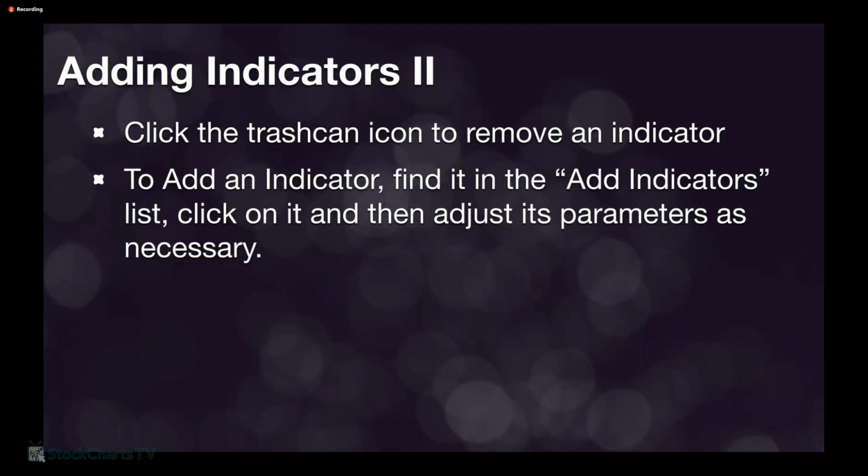Then below this whole area is the other area on the panel, which is the add indicators list. And it's a huge list of all the different technical indicators that we provide for our charts. You can just click on any item in that list. It will add that indicator to your chart, and then it will show you the advanced settings panel for that indicator, so you can change the settings if you want to. So you can adjust it as necessary right after you add it.